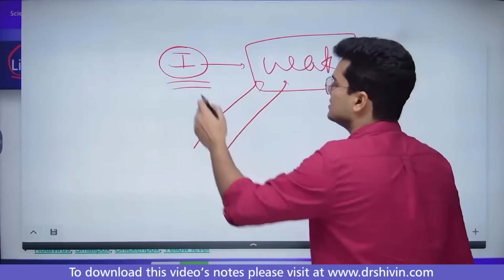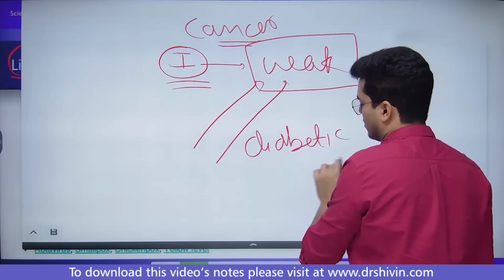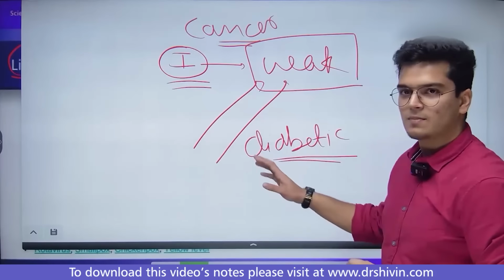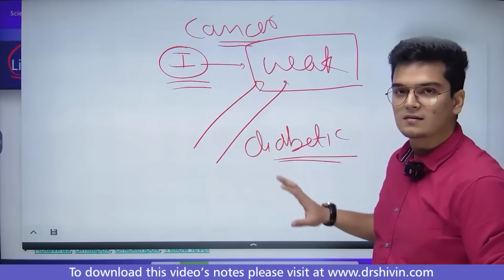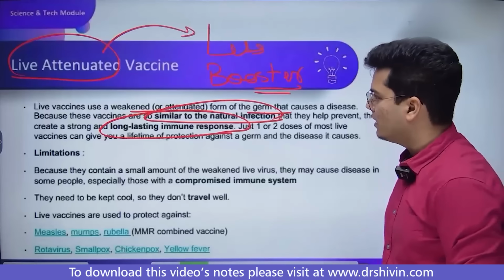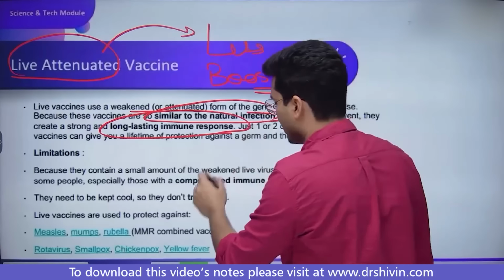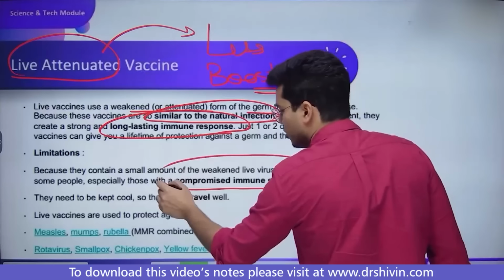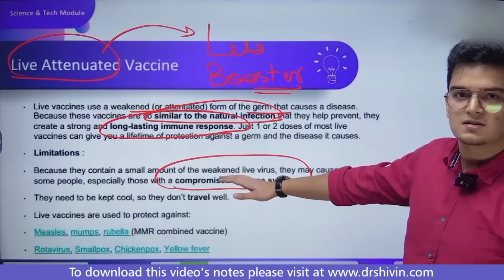And this happens in cancer patients. Many people gave this answer, good. This happens in diabetic patients. Okay. So in diabetic and cancer patients, this is a common occurrence. Alright. So live attenuated vaccines are not good for those people who have a compromised immune system.